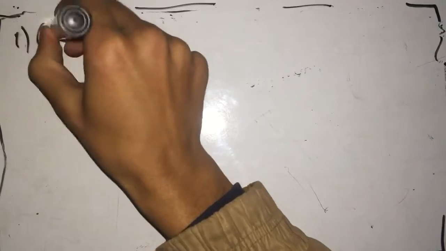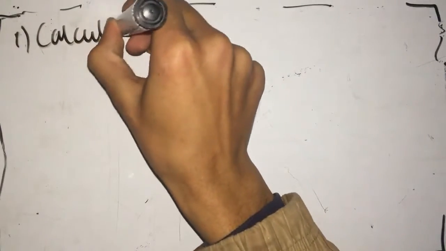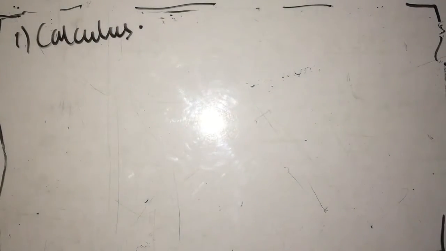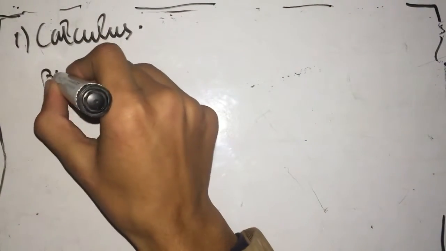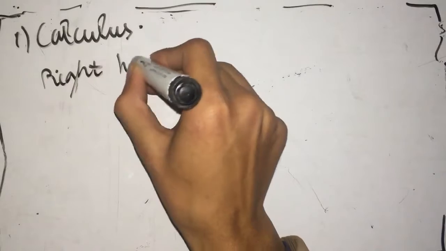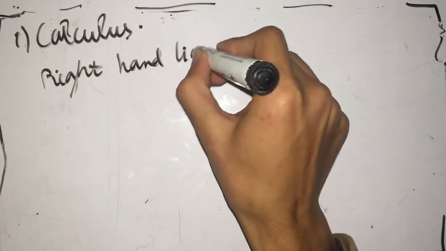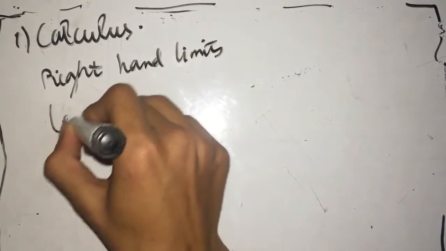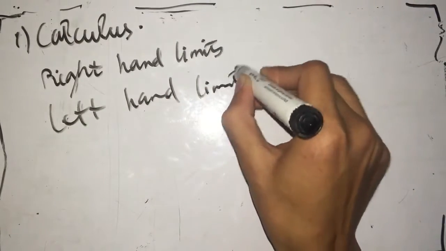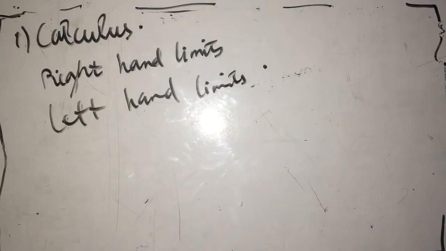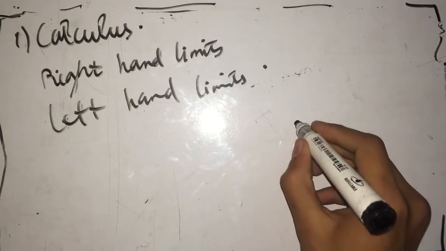So alright, let's now jump on to our calculus. What we learned about calculus today was about right hand limits and left hand limits. So what it basically means is, for example, we have a graph.